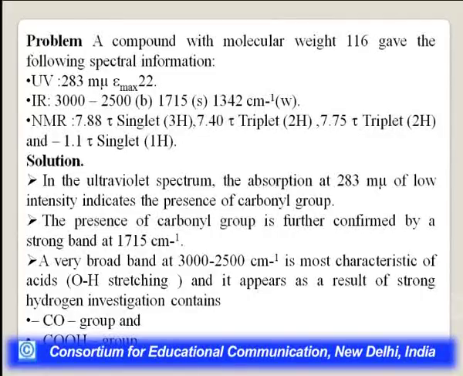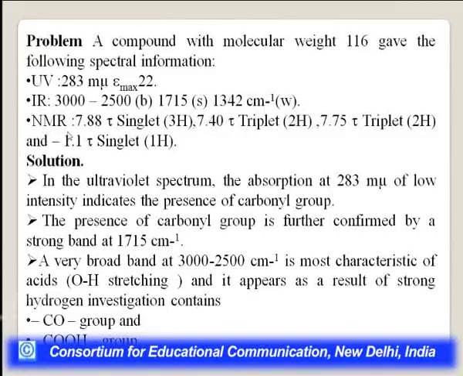So you go through ultraviolet-visible spectroscopy first: what kind of transitions we have discussed, what kind of absorption bands. We have discussed all the bathochromic, hypsochromic and hyperchromic shifts, and all the ifs and buts: if the value is low, what should be there, if the value is high, what should be there. As far as IR data is concerned, you can see a band at 3000 to 2500 centimeter inverse, another peak at 1715 centimeter inverse, and at 1342, where W indicates a weak band.